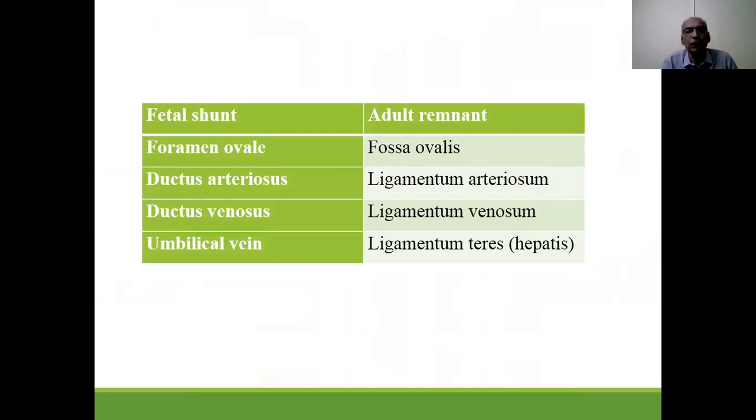In short, the fetal shunts become remnants in adult life. The foramen ovale becomes the fossa ovalis in adult life. The ductus arteriosus becomes the ligamentum arteriosum. The ductus venosus becomes the ligamentum venosum. The umbilical vein becomes the ligamentum teres hepatis.